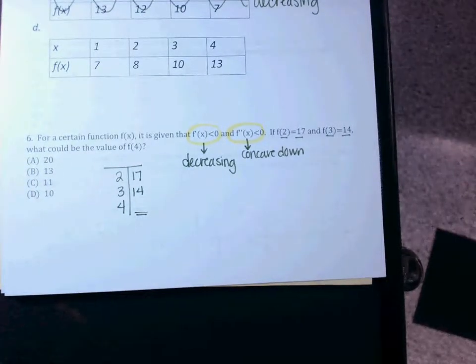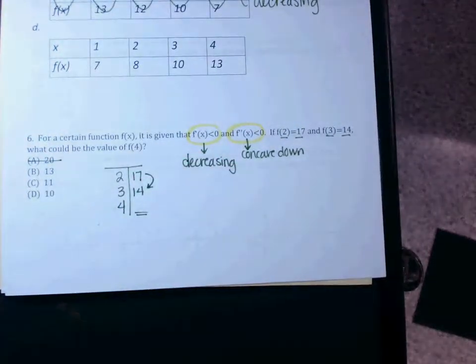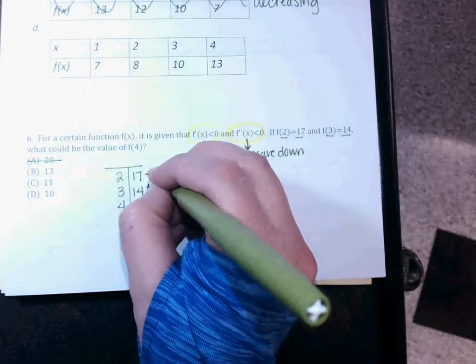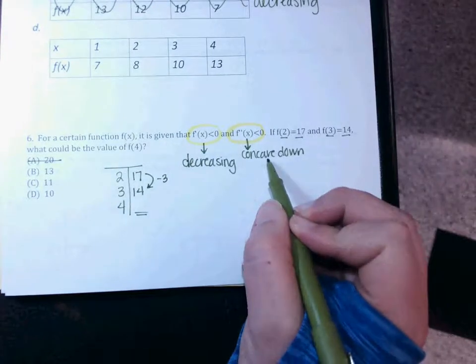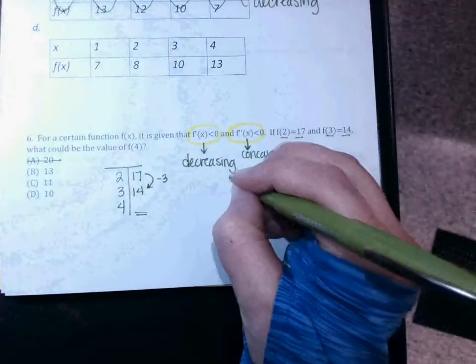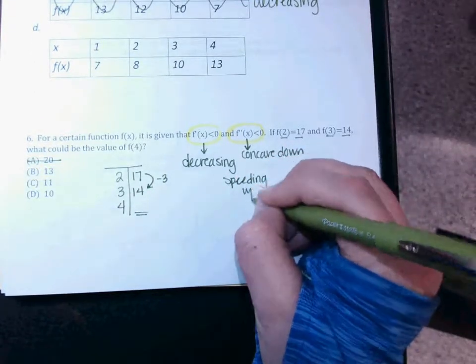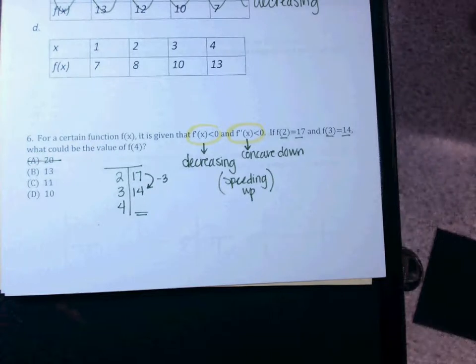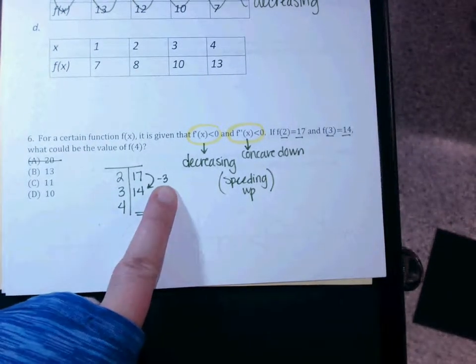First question, can it be 20 if my function is decreasing? No. Can it be 13? Well, let's think about how many did it go down from 17 to 14? Minus 3. And if I'm decreasing and I'm concave down, should I be speeding up or slowing down? Speeding up. Because they're both negative. Remember that when they're the same sign, you're going to be going faster. So I have to go down at least 3 more.